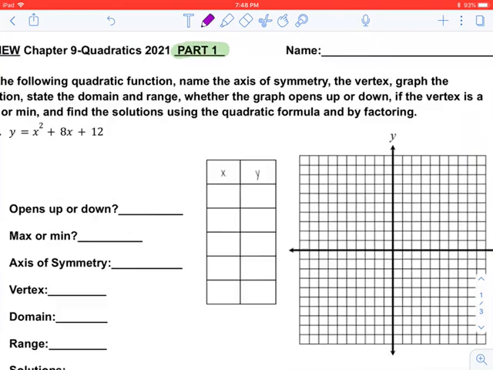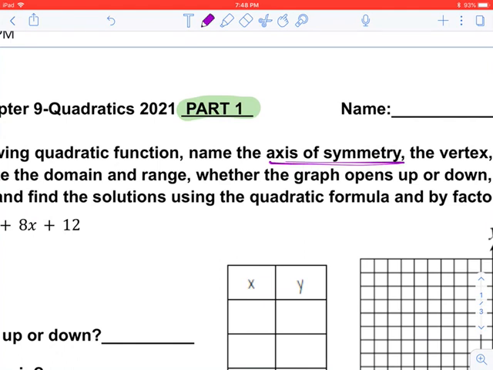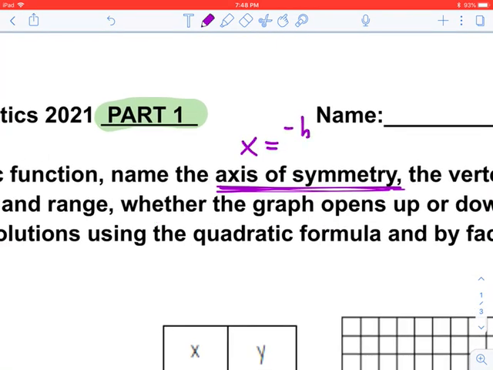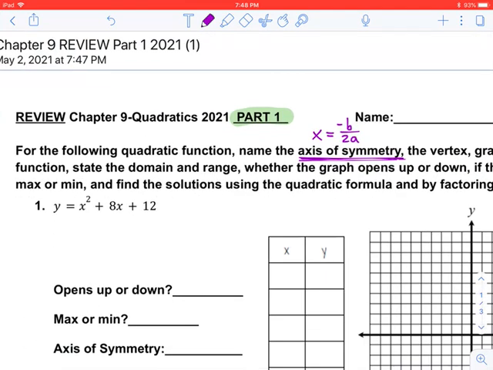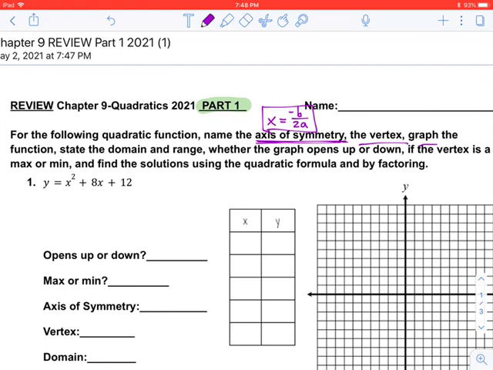Okay, but we got to go back to our steps to graphing, which the first step is always axis of symmetry. So remember, the formula for the axis of symmetry is negative b over 2a. Okay, so I'm going to have to use that to find the vertex, graph the function by plugging in to get other numbers, state the domain and range, whether it opens up or down, and then if it's a maximum or a minimum, and then find the solutions using factoring and quadratic formula.